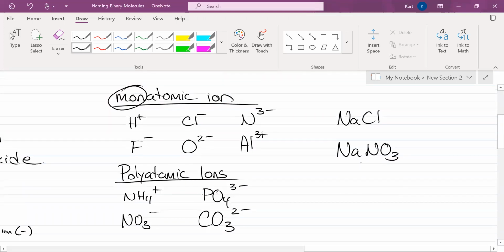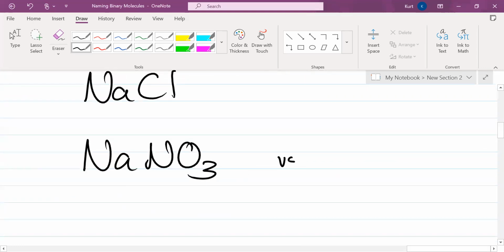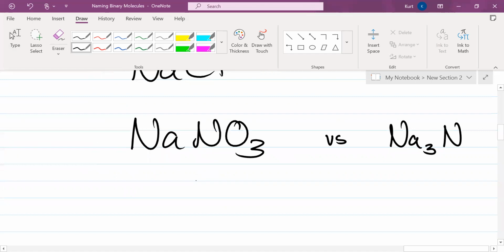Now, this is pretty important here. I want you guys, based on Kevin's question, I want you to look at these two. What would the name of NaNO3 be? This is from a few weeks ago before break. Sodium nitrate. Here's my next question. What is the ratio of sodium to nitrates? 1 to 1. Why? Because nitrate is 1.1.